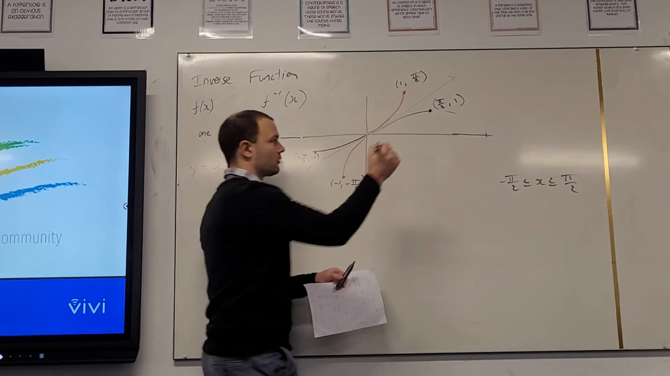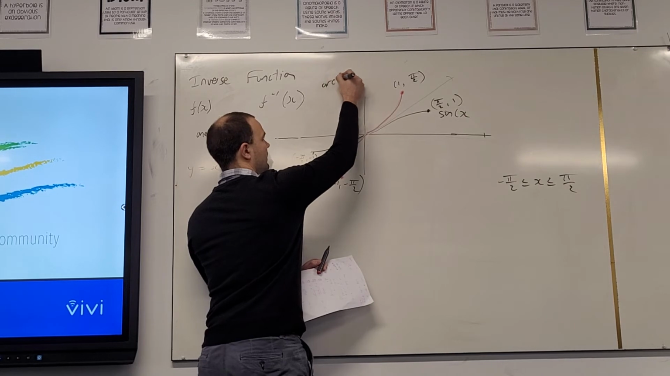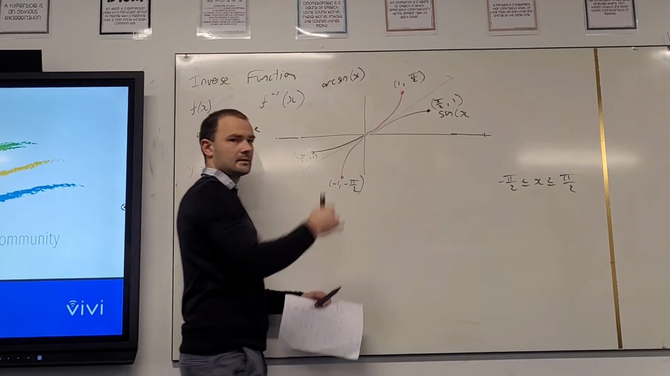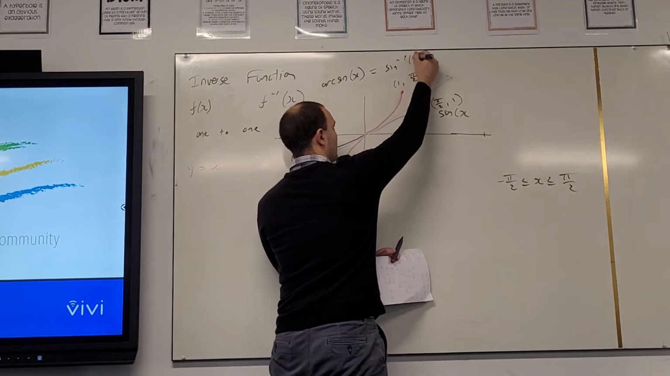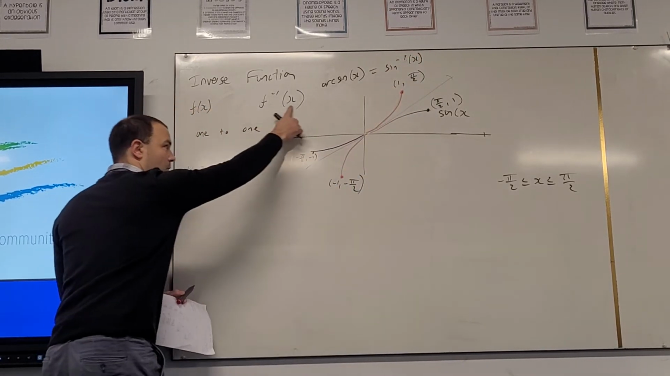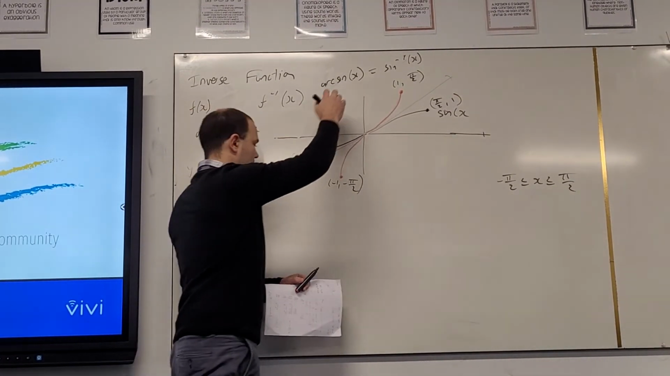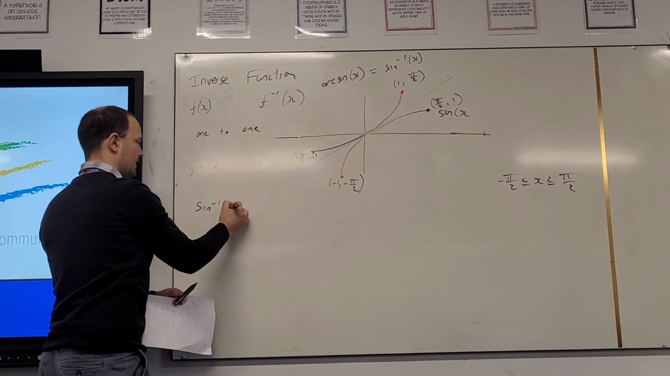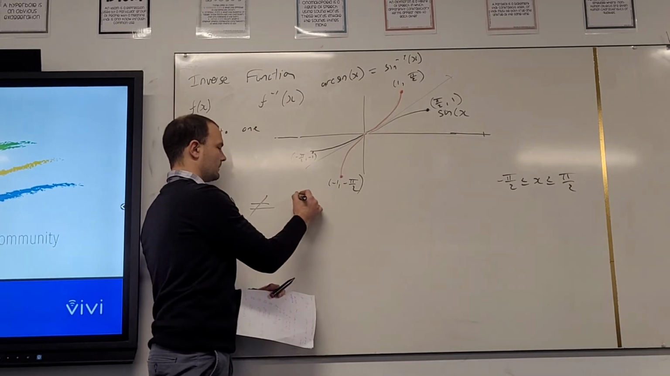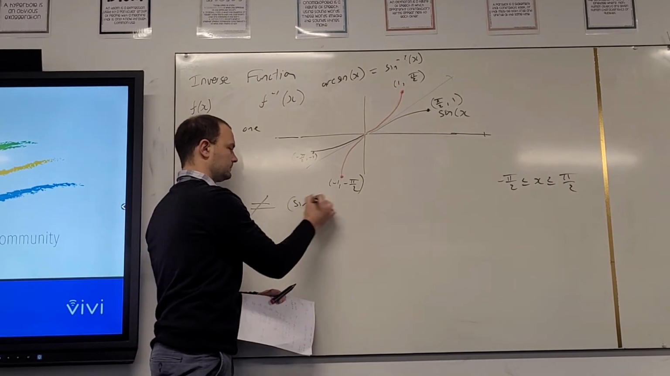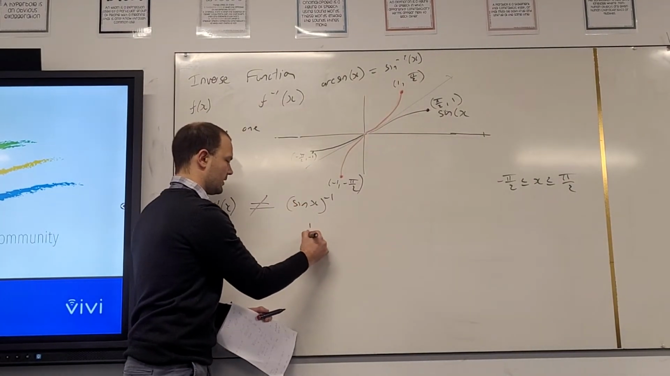Okay, so if this is the graph of sine of x, then this red one is the graph of arc sine of x. What is arc sine of x? It is sine minus 1 of x. It is f minus 1 of x. Okay, it is the inverse function. Now it's important to note, arc sine of x, or sine minus 1 of x, is not equal to sine x to the minus 1. They are not the same, because what is this? This is 1 on sine of x.